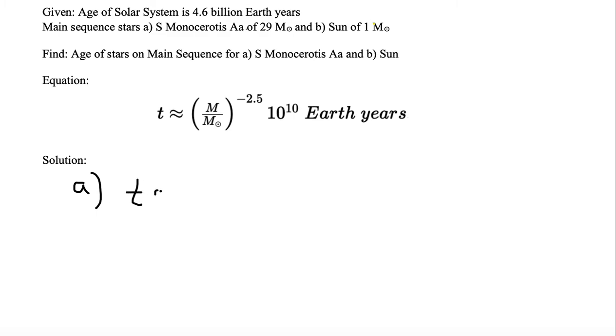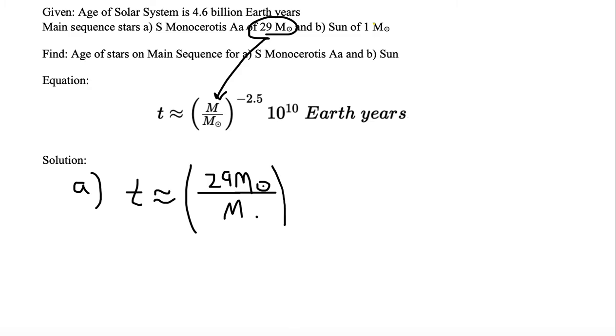T is approximately equal to the mass, so we want to substitute in for the mass. We have 29 solar masses. So we put 29 solar masses. Always keep the units with the star and the number, and divide it by a solar mass. Now we have to take this to the minus 2.5 power, and then multiply it by 10 to the 10th to get Earth years, which I'm just going to abbreviate YR for short.